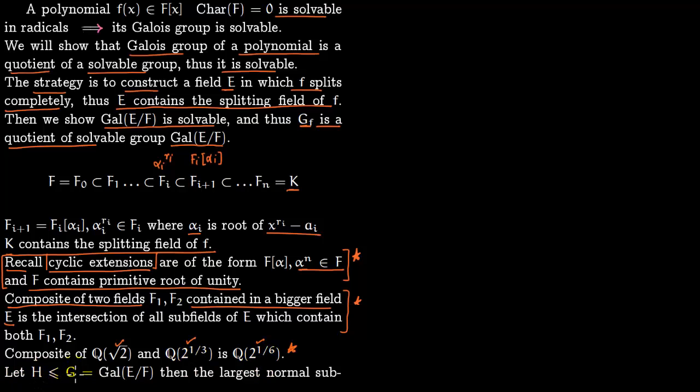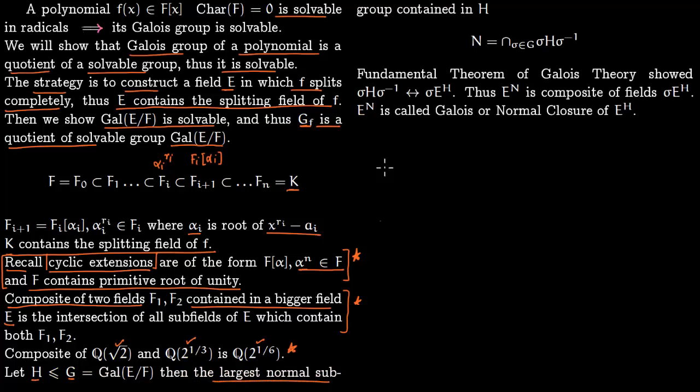Now we want to use this definition of the composite of two fields further. Say you are given H as a subgroup of group G, and group G is the Galois group of E over F, the group of automorphisms of E which fix F. Now in group theory you can get a largest normal subgroup contained within H. The largest normal subgroup contained within H is just the intersection over all elements sigma in G of sigma H sigma inverse. So this N is the largest normal subgroup. It is a subgroup of H, but it is also normal, so it is the largest normal subgroup contained in H.